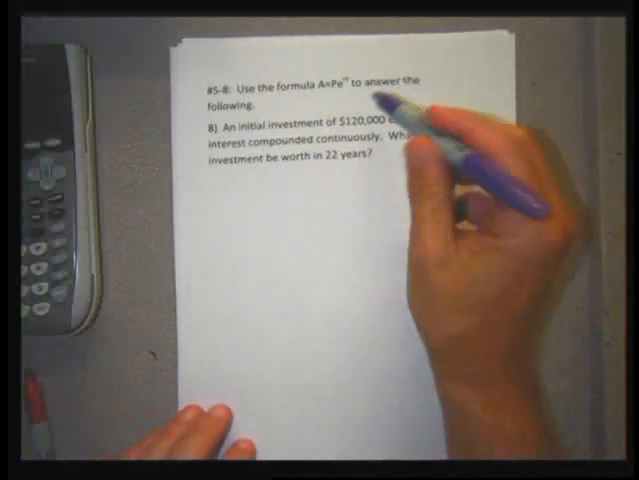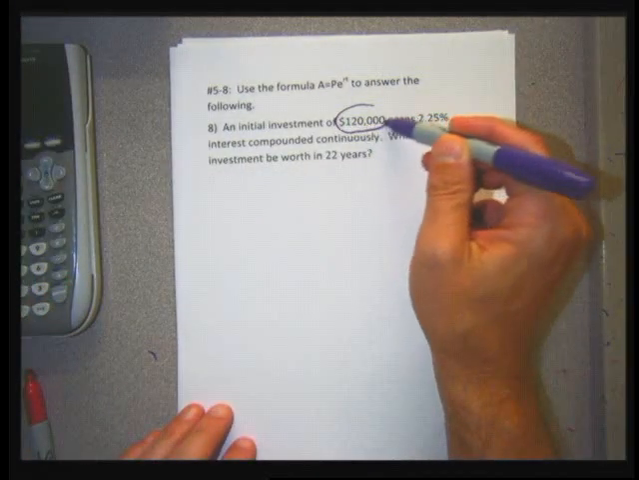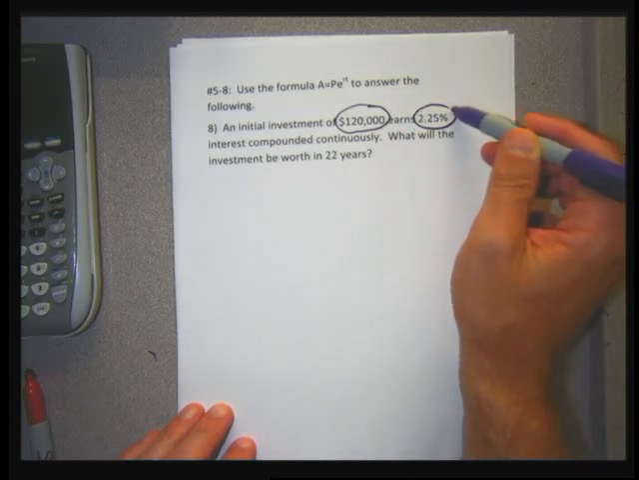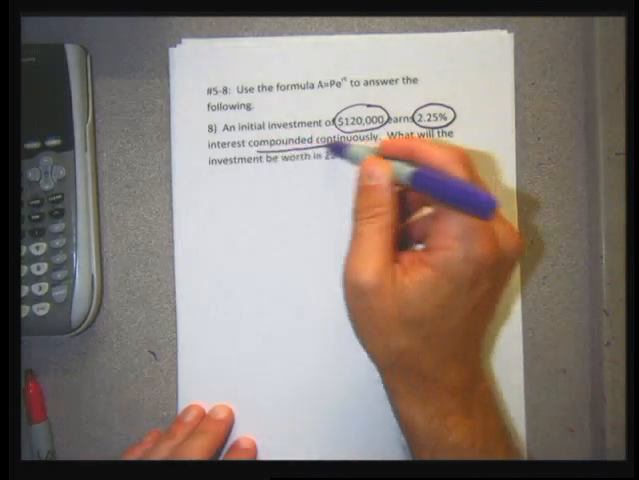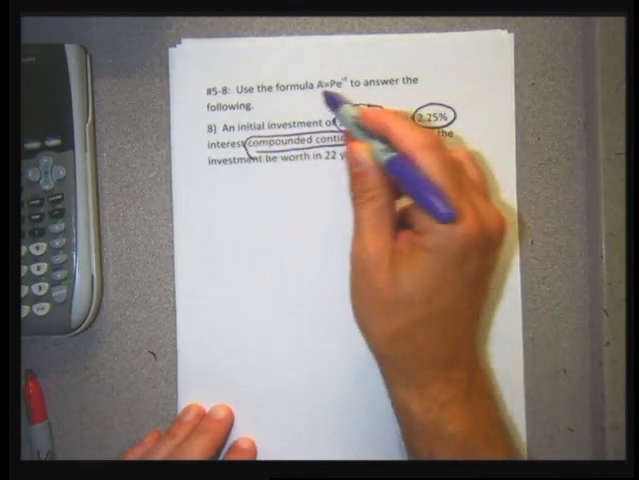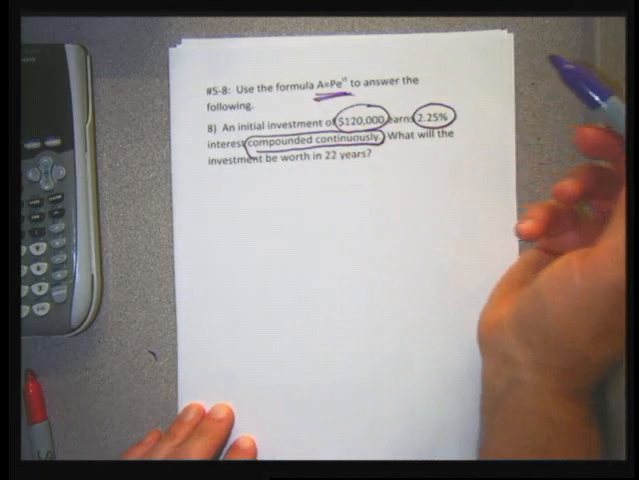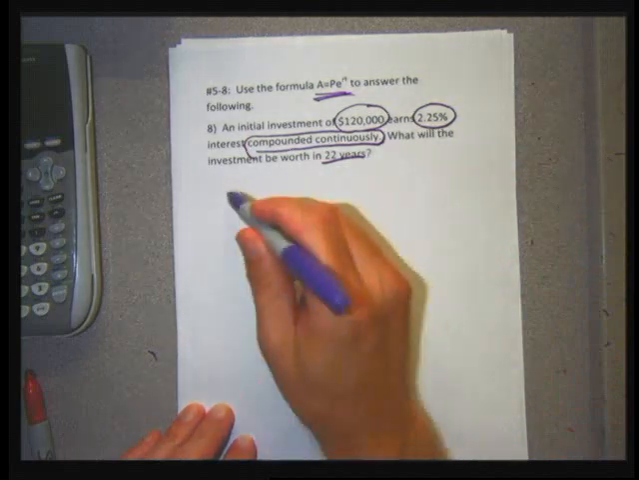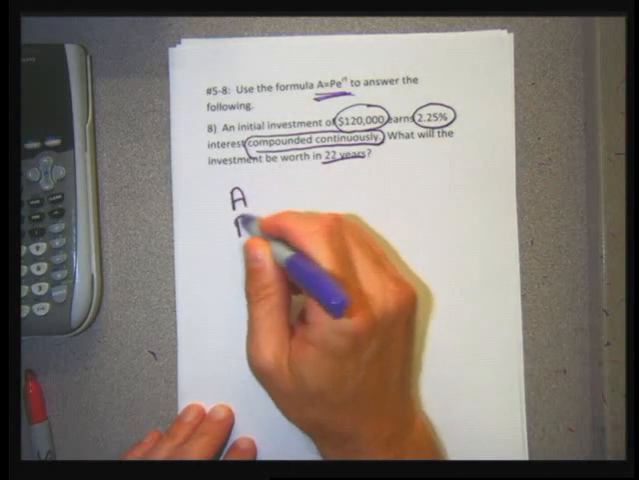So again, I read through the problem. I see a dollar amount that stands for the beginning amount of money. I see the interest rate in percent form. I see the word compounded continuously. The continuously after the compounded means I use the formula for money that has the E in it. And then I see a time of 22 years. The formula's hinted at me on the top of this page.